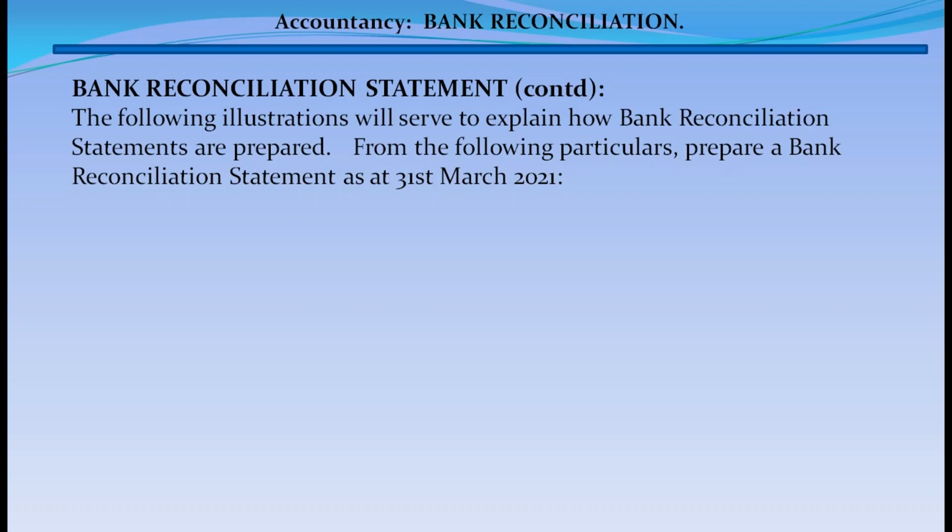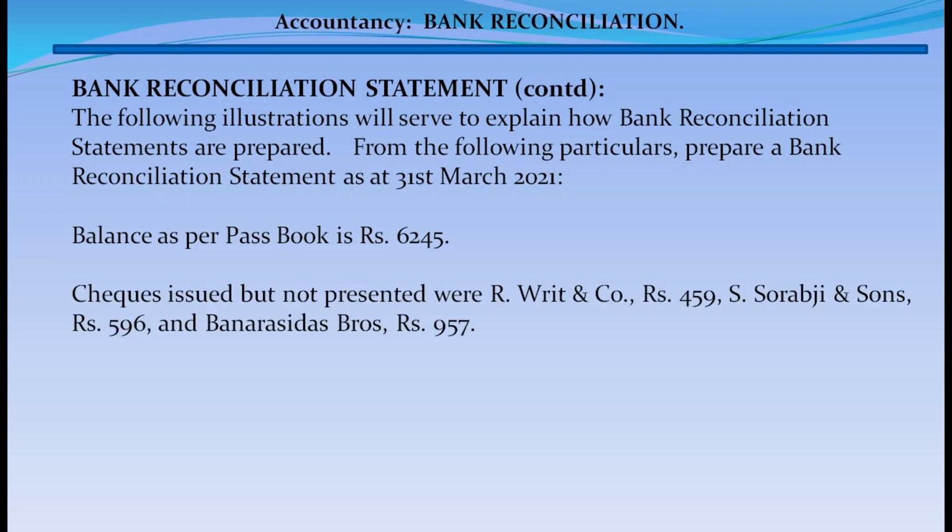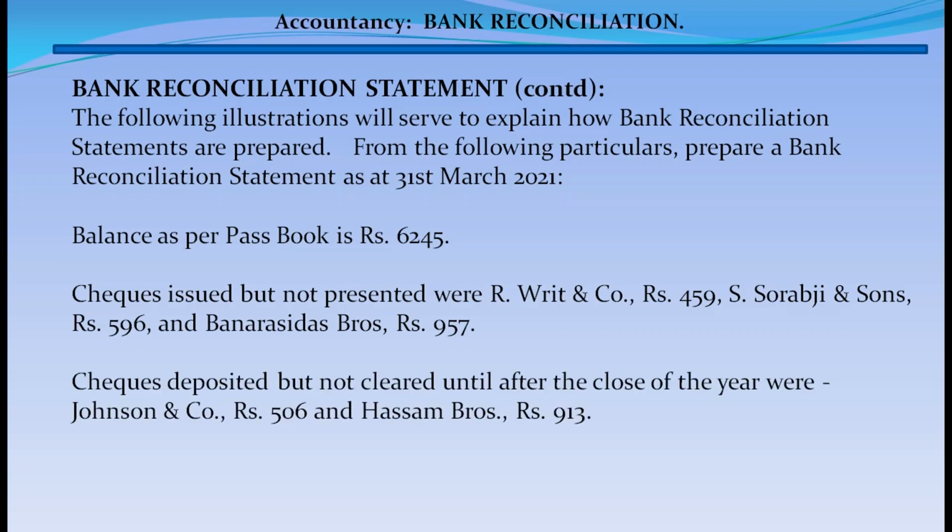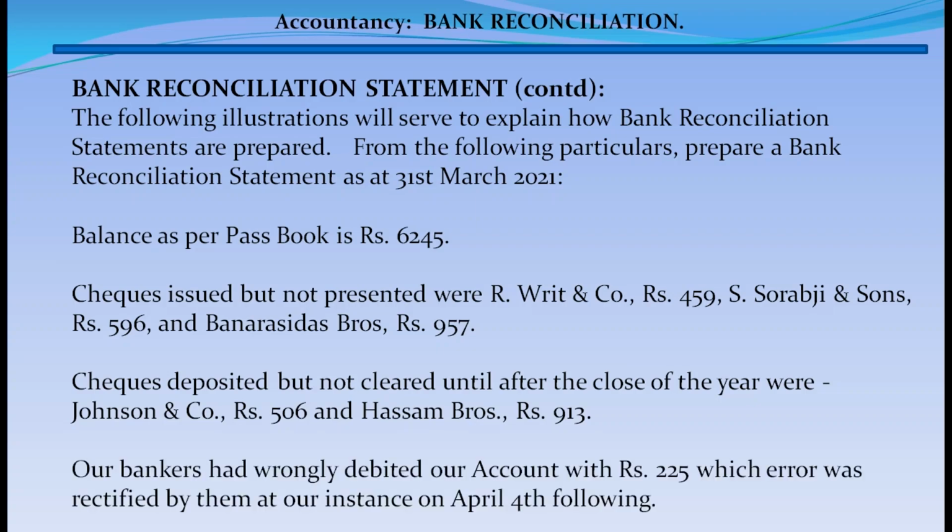The following illustrations will serve to explain how bank reconciliation statements are prepared. From the following particulars, prepare a bank reconciliation statement as at 31st March 2021. Balance as per passbook is 6,245. Checks issued but not presented were R. Rit Company Rs 459, S. Sorabji and Sons Rs 596 and Banaras Das Bros 957. Checks deposited but not cleared until after the close of the year were Johnson and Company 506 and Hassam Brothers 913. Our bankers had wrongly debited our account with 225, which error was rectified by them at our instance on April 4th.